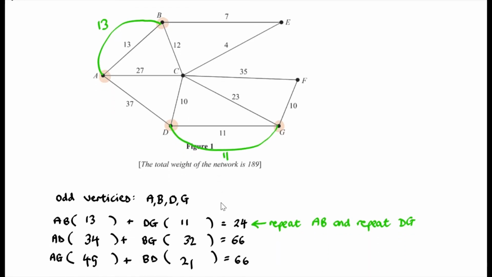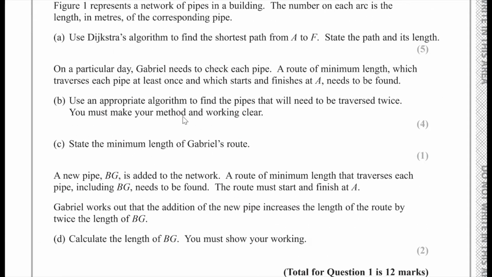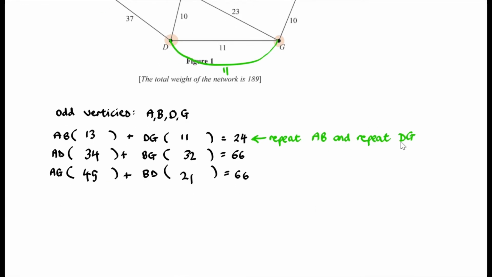And therefore, if we go back to the question, the pipes that need to be traversed twice will be AB and DG. And in terms of part C, we have to find the minimum length. Well, we have this total weight of 189, and then we add on this 24 over here, and therefore you'd find the minimum length to be 213 meters.